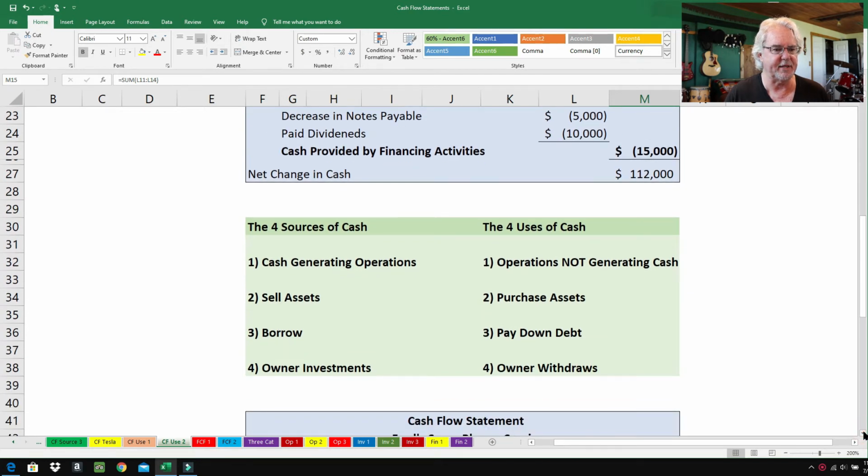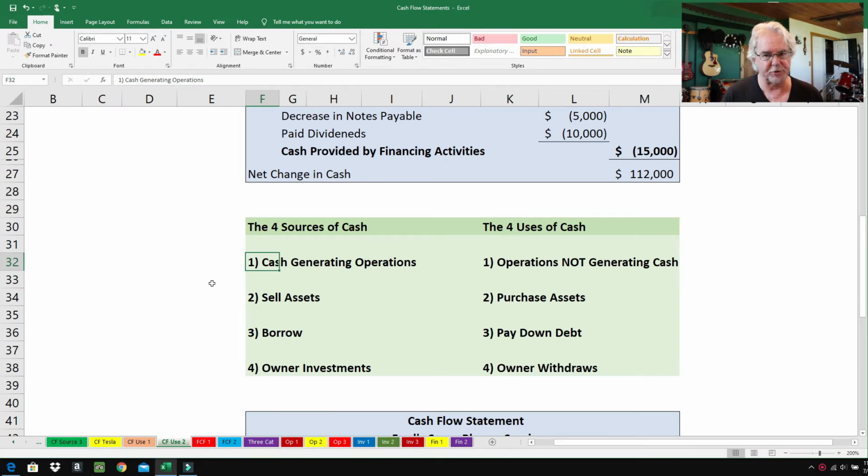So let's go through the sources and uses. If you know the four sources, it's easy to remember the four uses. The four sources of cash. The first one here, the most important one, cash generating operations. Second one, selling assets, selling off equipment, selling off land, buildings. Borrowing money as a source of cash. And owner investments. Now, out of these four sources of cash, three of them are severely limited, but one of them is sustainable, and the sustainable one is cash generating operations.